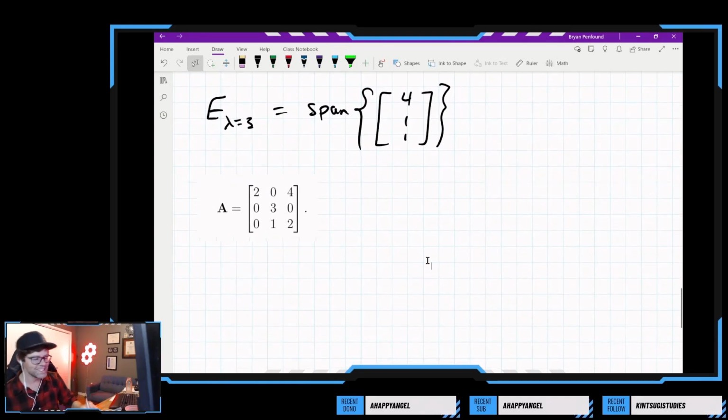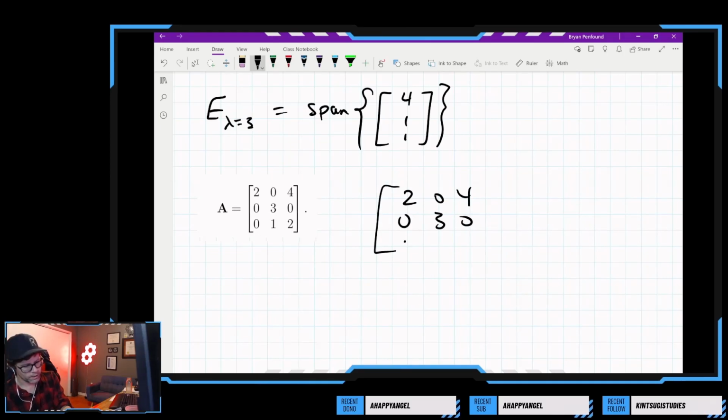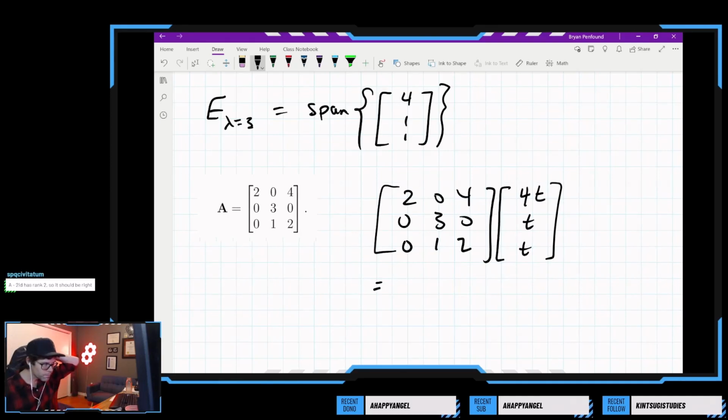But what happens if we take A and we multiply by 4, 1, 1? So let's say we take 2, 0, 4, 0, 3, 0, 0, 1, 2, and I'm even just going to go maybe a little bit more general. Let's just go 4t, t, and t. And let's see where this goes. Has rank 2, so it should be correct.